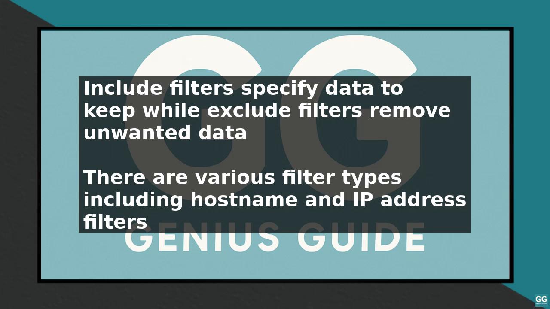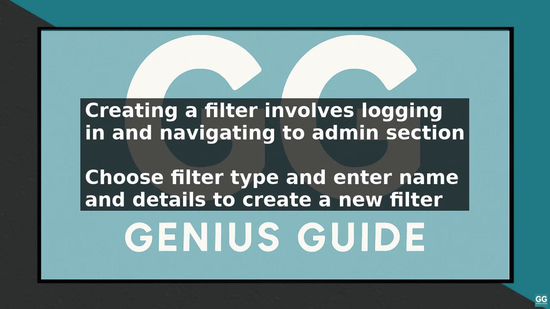Applying filters to your data. Once you have created a filter, you can apply it to a specific view in your Google Analytics account. A view is a subset of your website data, and you can have multiple views for different sections of your website. To apply a filter to a view, navigate to the admin section and click on the View Settings option. Then click on the Filters option and select the filter you want to apply.